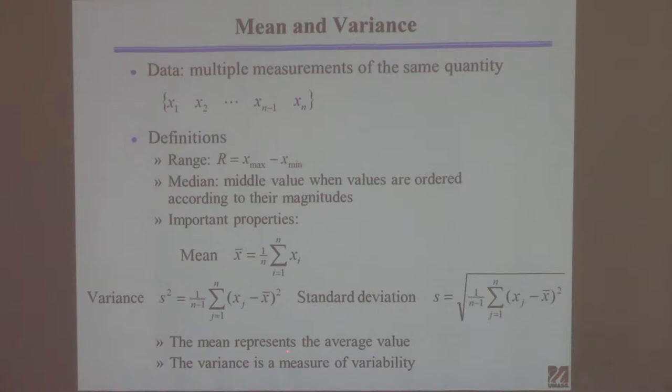So hopefully we already know the mean is a measure of the average value. It's not the only measure, because the median is another measure of the average value, but we typically prefer the mean. And the variance is some measure of the variability of the data. If something has a small variance, then there's not much variability between the different experiments. Otherwise, it has a large variance.